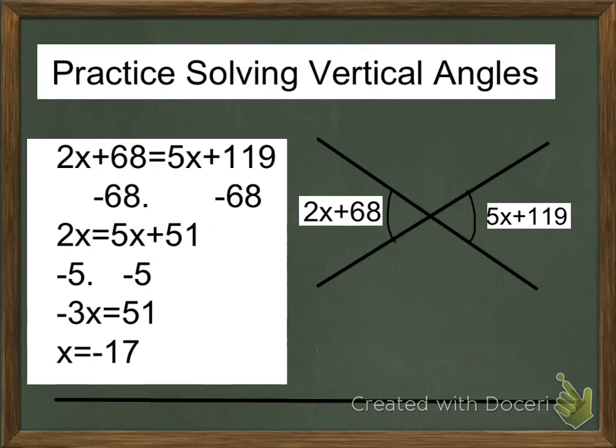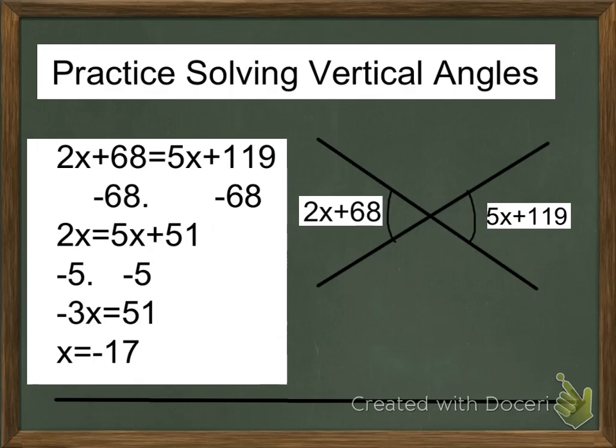Alright, now we're going to do vertical angles. The expressions are 2x plus 68 and 5x plus 119. So you subtract 68 from both sides, and now you get 2x equals 5x plus 51. Now you subtract 5x from each side, and the outcome is negative 3x equals 51. So you divide by negative 3 on both sides, and x now equals negative 17.